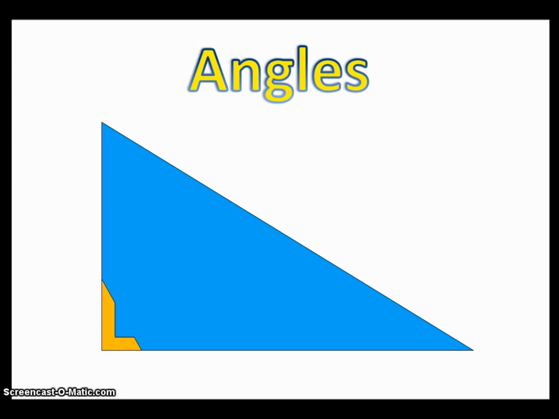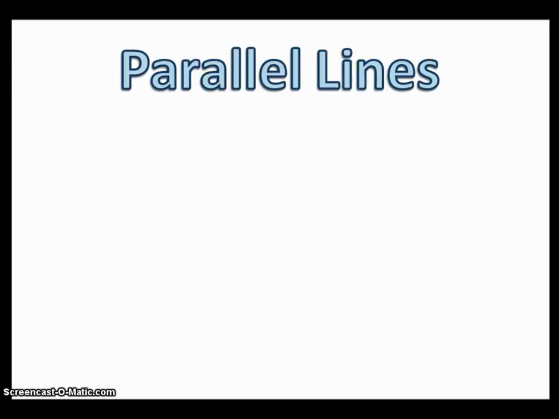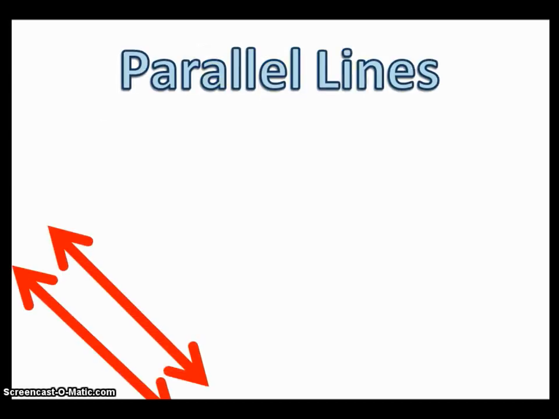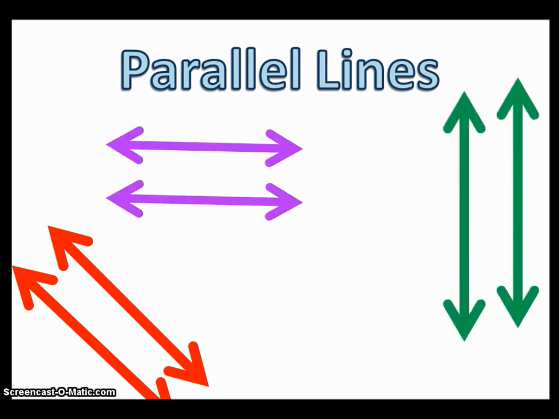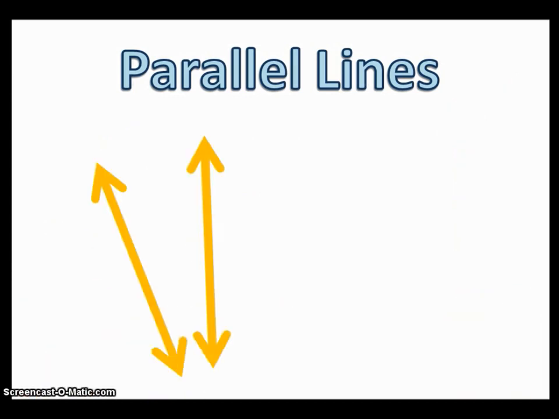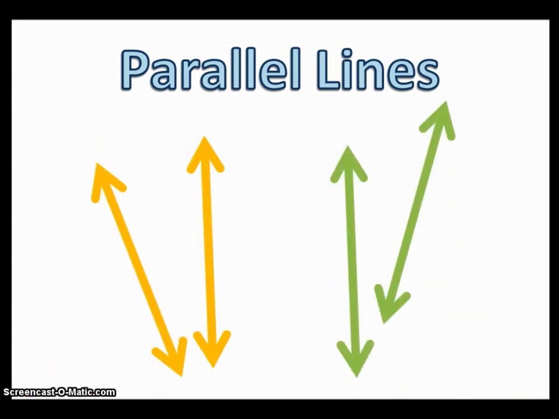We have one other key vocabulary word, parallel lines. Parallel lines are directly beside each other. If they were to go on forever and forever, they would never touch. Here are some lines that are not parallel, you can see here and here.